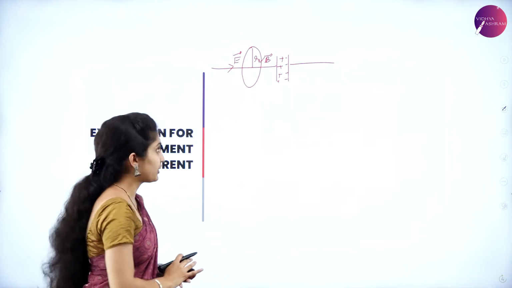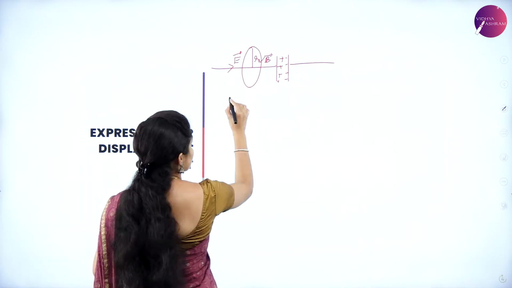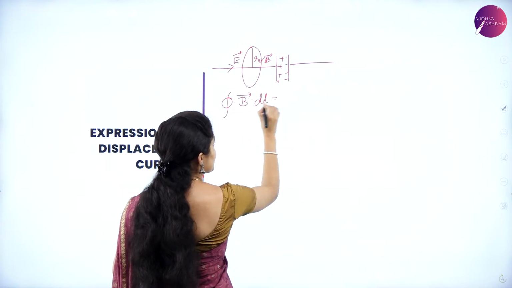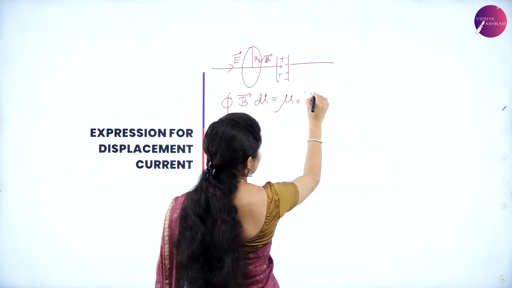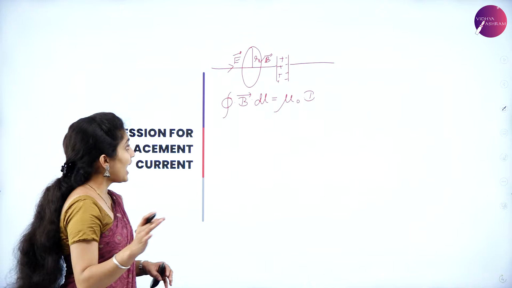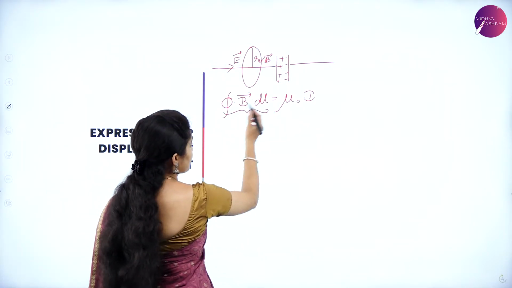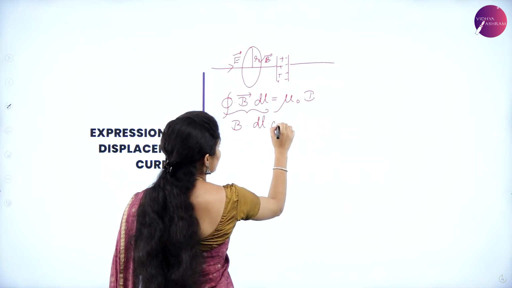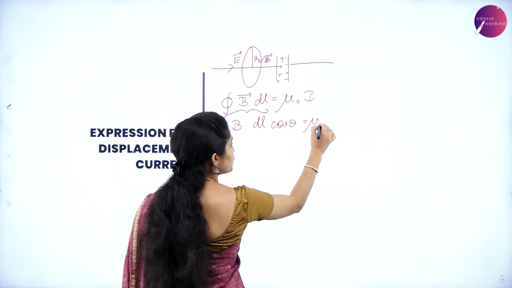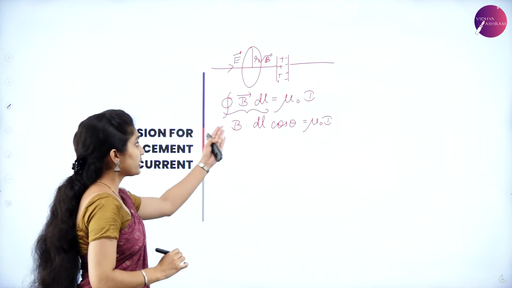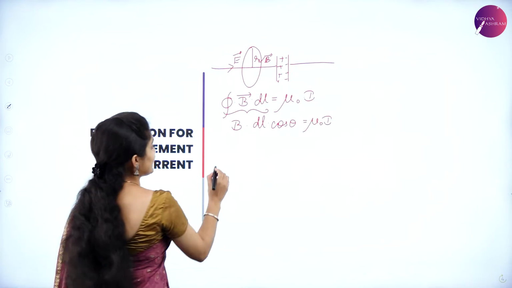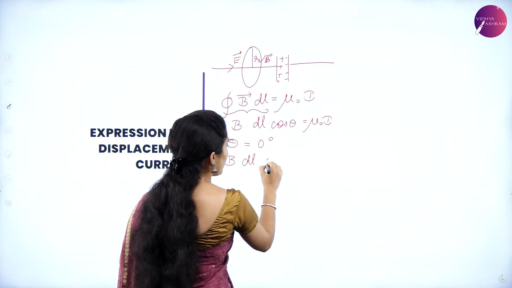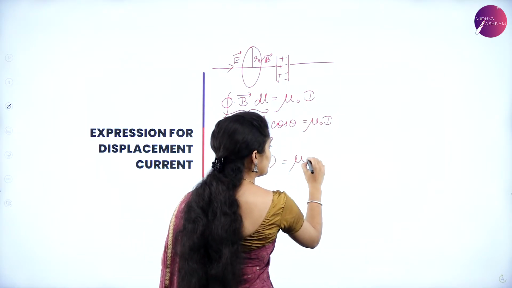Similarly, for this we have the line integral given as B dot dl, which is equal to mu naught times I, that is the current through it. And we know that the magnitude of the above expression is given as B dl cos theta, which is equal to mu naught into I. So what is this B dl cos theta? Since theta is equal to 0 degrees, cos theta becomes 1, which is equal to mu naught into I.